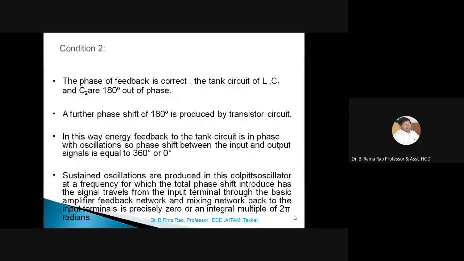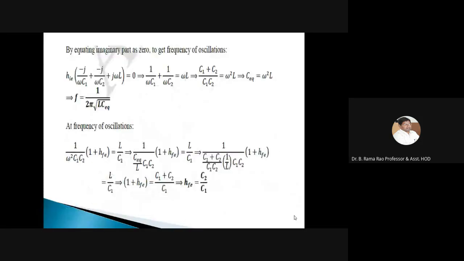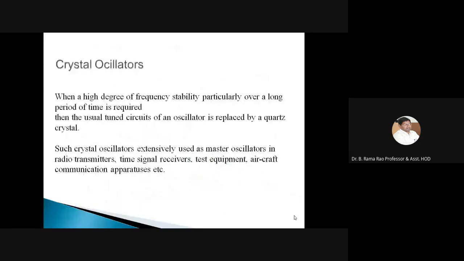Okay, this is about the Hartley oscillator and Colpitts oscillator. So we have gone through these in the earlier two classes. Okay, now we are going to move to another important oscillator, which is nothing but the crystal oscillator.